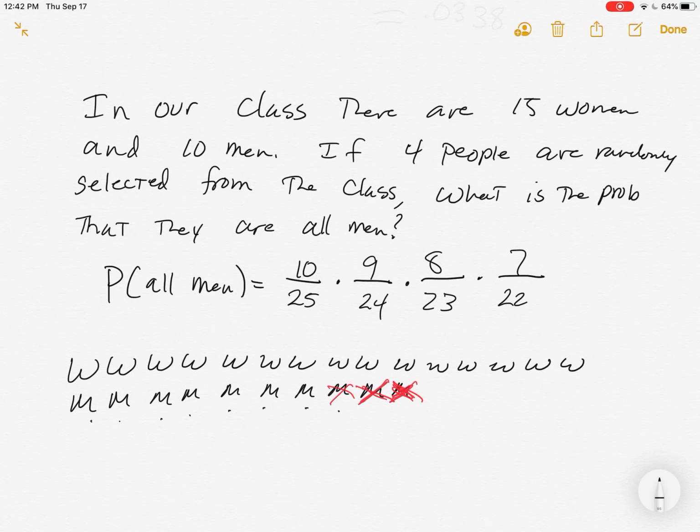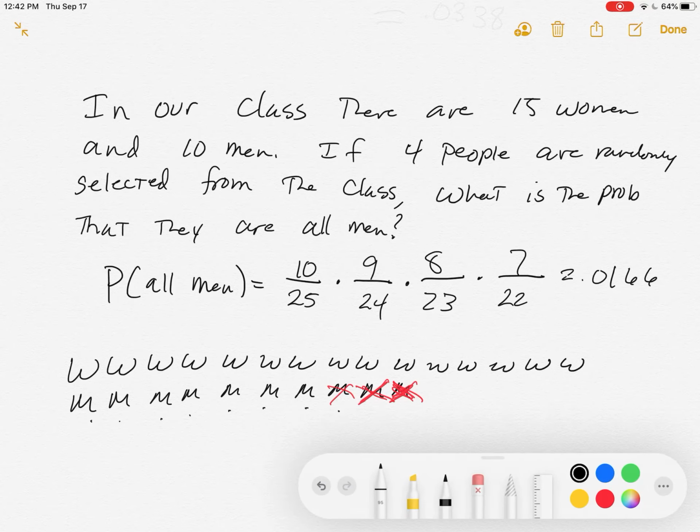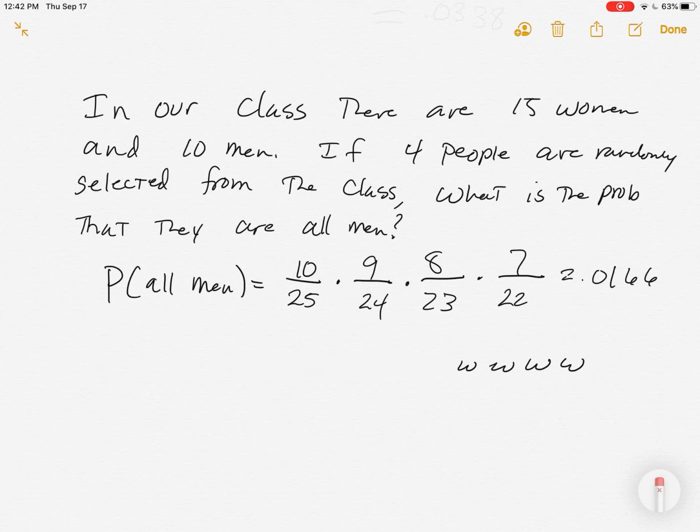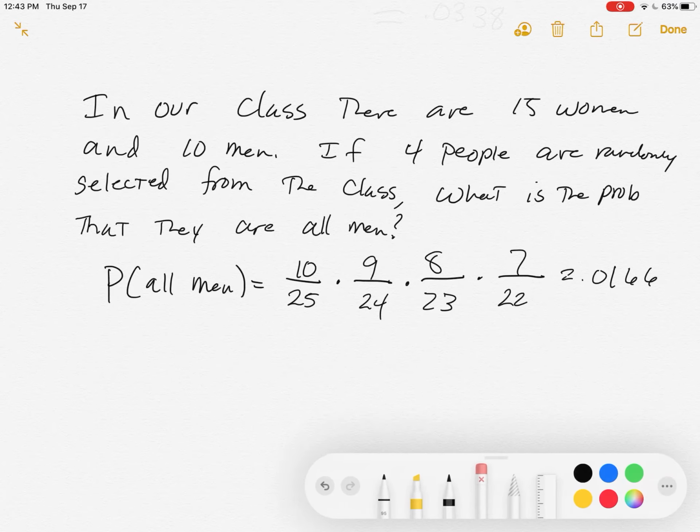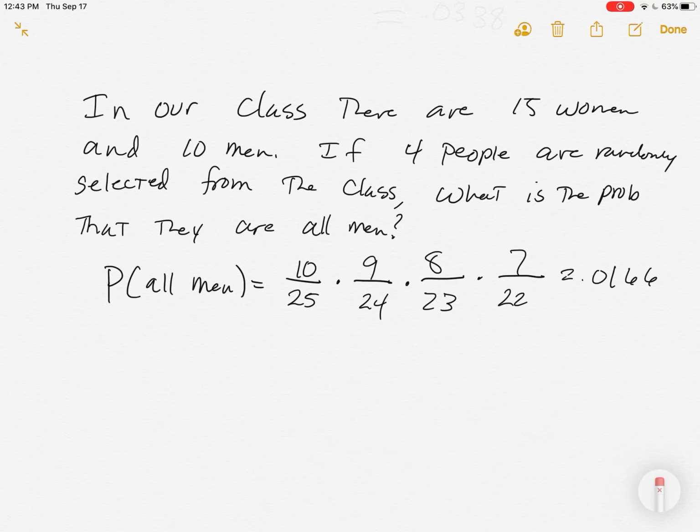And so you can take 10 divided by 25 times 9 divided by 24 times 8 divided by 23 times 7 divided by 22 and realize that that's a super unlikely event to happen. If that happened, you would think that there's a bias towards selecting men. It's definitely not happening at random. If that was happening on at least a regular basis, it has a slight possibility of happening, but if it happened more than once, you'd want to look into how their selection process was going and who's involved, because there does seem to be some gender bias there. So hopefully that makes sense.